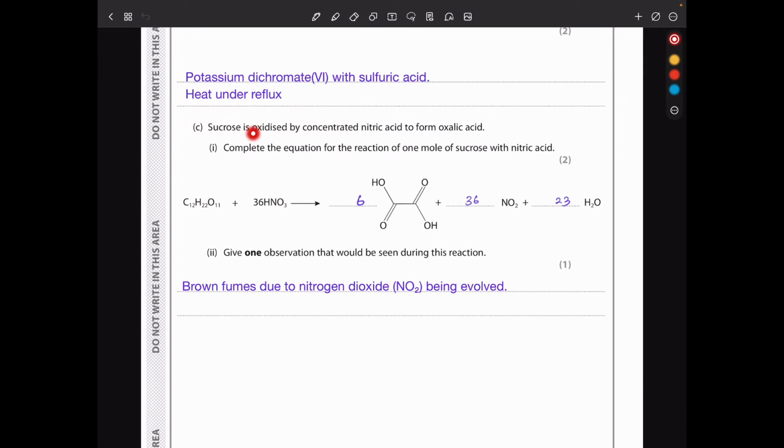In part C, sucrose is oxidized by concentrated nitric acid to form oxalic acid. Complete the equation for the reaction of 1 mole of sucrose with nitric acid. So here, because this contains all the carbons, reactant side has 12, so 6 times 2, we create 12, so 6 is balanced here. And then we go to the nitrogens.